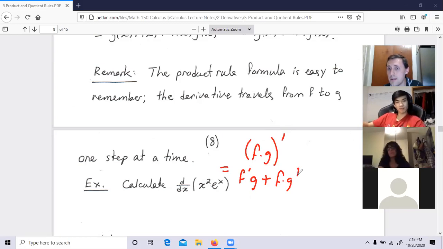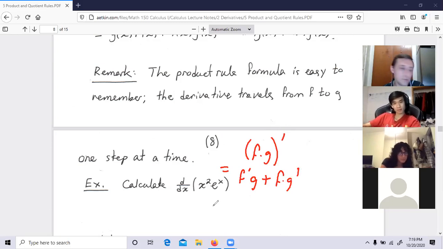Do you understand? Now, without any further explanation, using this formula, which I will still keep written here, could you tell me what's the derivative of x squared times e to the x?